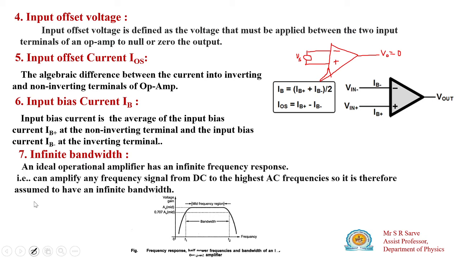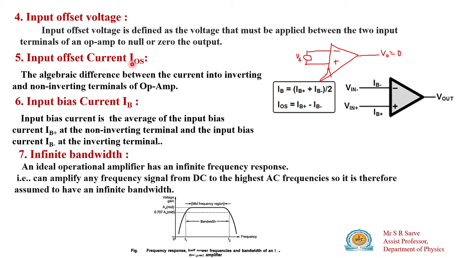So what is the input offset voltage? The input offset voltage is defined as the voltage that is applied between the two input terminals of an operational amplifier to null or zero the output. Okay, so this is simple. That is your input offset voltage. Next, in a practical amplifier, it is about 2 millivolt or something like that.